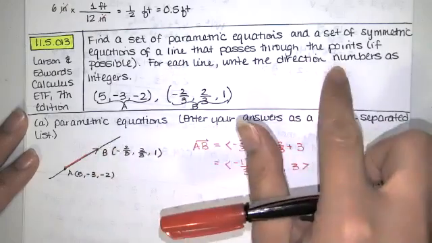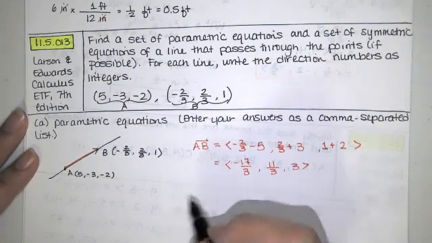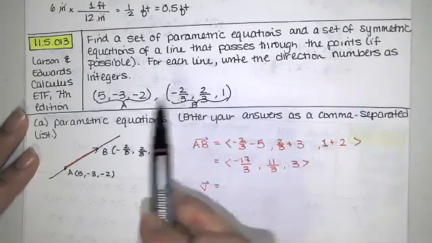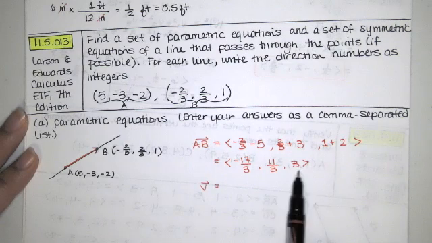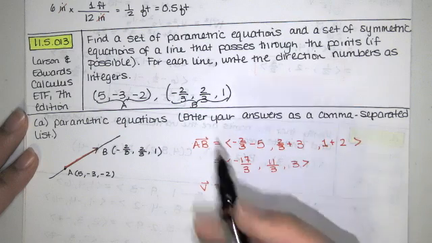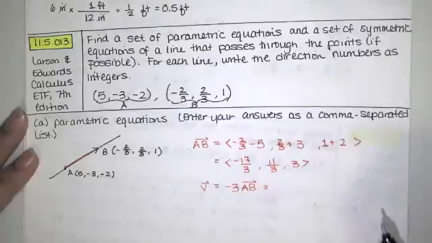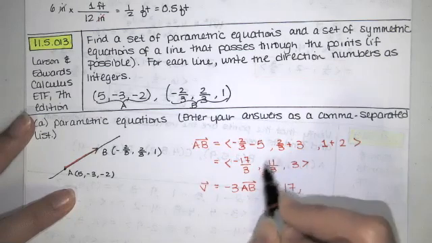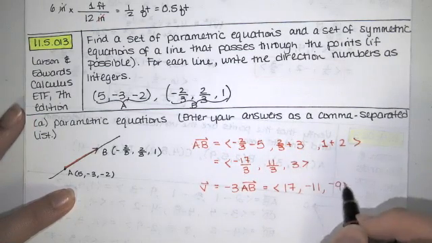They say for each line, write the direction numbers as integers. Remember, the direction numbers are the components of that vector V. So for V, I could use this, but in order to follow this requirement from WebAssign, I need to get rid of the fractions. And I'd like to make this a positive coefficient as well. So I think what I'll do is I'll take the vector AB and I'll multiply it by negative 3. That will be the direction vector for my line. So when I multiply this by negative 3, I get 17. When I multiply that by negative 3, I get negative 11. And 3 times negative 3 is negative 9.